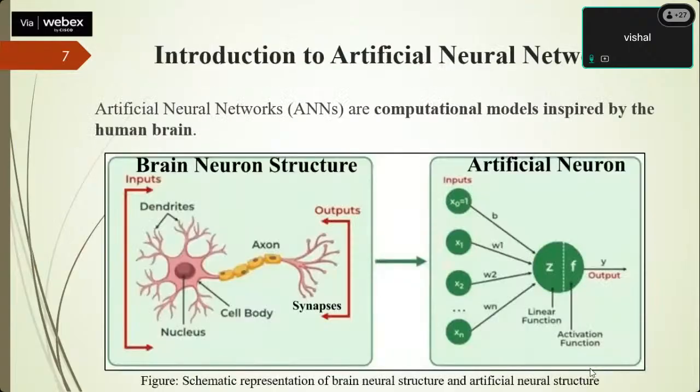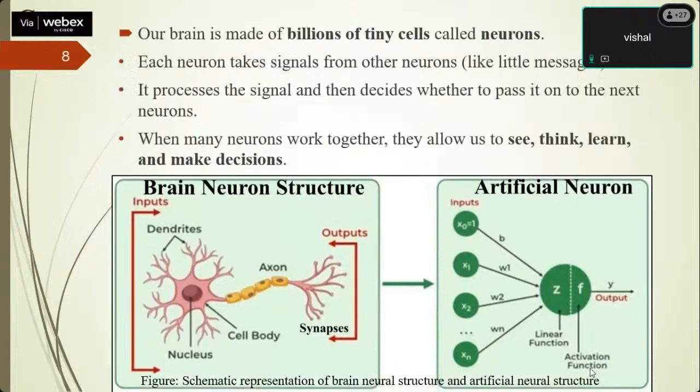So we need to know what an artificial neural network is. Artificial neural networks are computational models which are inspired by the human brain. Here you can see the schematic representation of the brain's neural structure and, alongside it, the artificial neural structure. Our brain is made of billions of tiny cells called neurons. Each neuron takes signals from other neurons, like little messages. It processes the signal and then decides whether to pass it on to the next neurons.